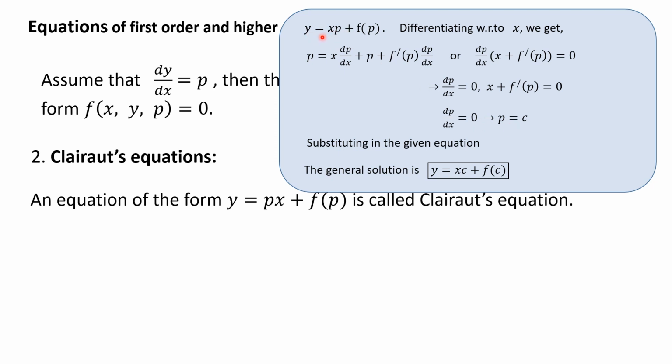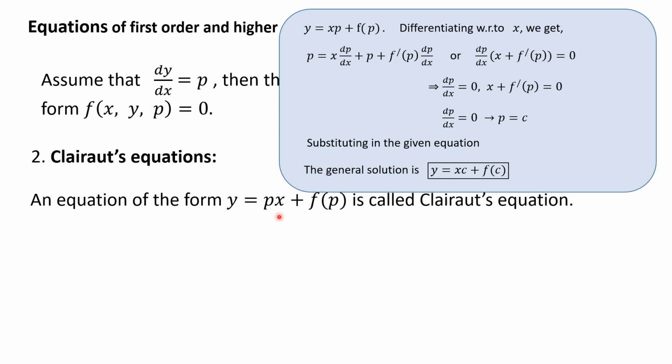So here the given equation is y equal to xp plus f of p, whereas we got p is equal to c. So that means the general solution, substitute here p equal to c, we will get the general solution. The general solution is y equal to xc plus f of c. So students, I hope you got it. Whenever an equation is Clairaut's, that is in this form, y equal to px plus f of p, the general solution we can obtain immediately just by replacing p by c.